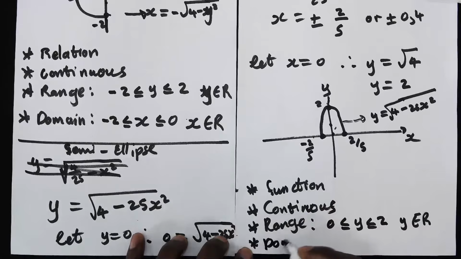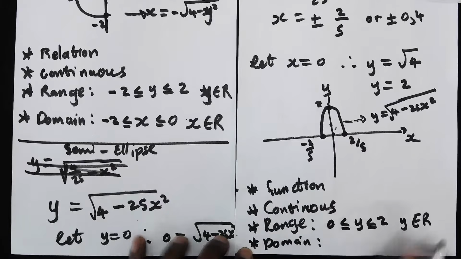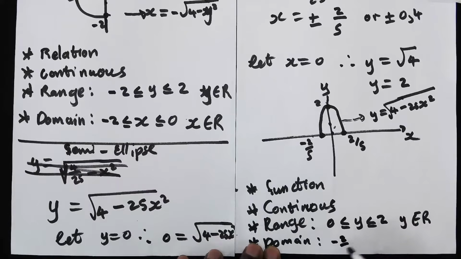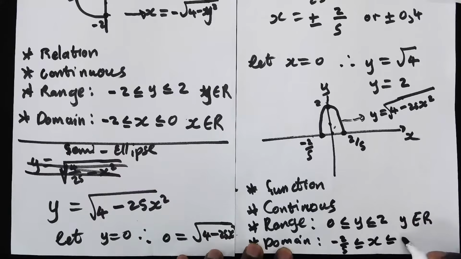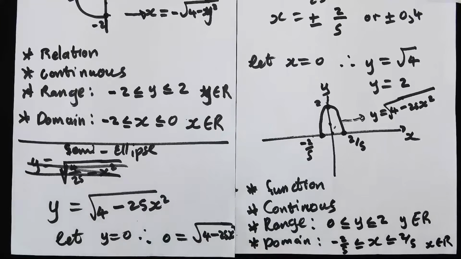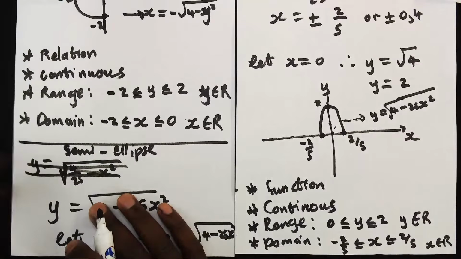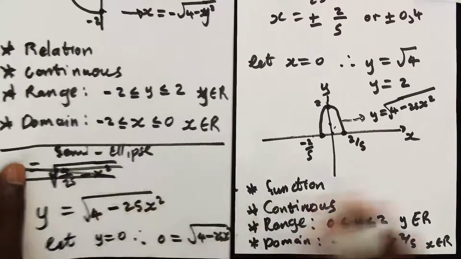And the domain, so it is -2 less than or equal to x, and x less than or equal to 2. X must be the set of all real numbers. That is the domain for this function. This is a function now, not a relation. And the symmetry, there is symmetry about the y-axis. If you cut it through the y-axis, you get two equal parts. I hope it answers the question.